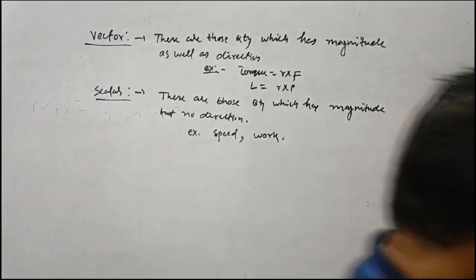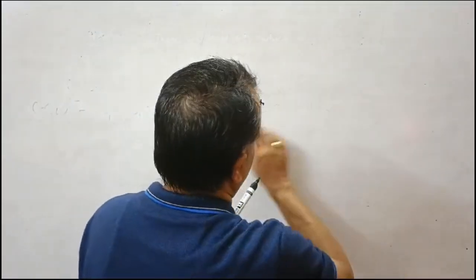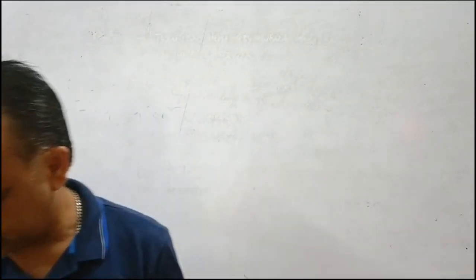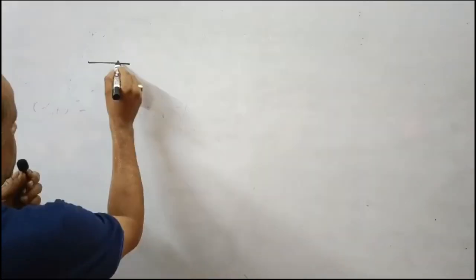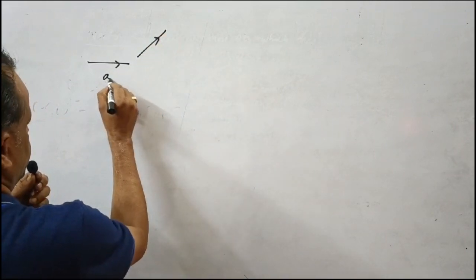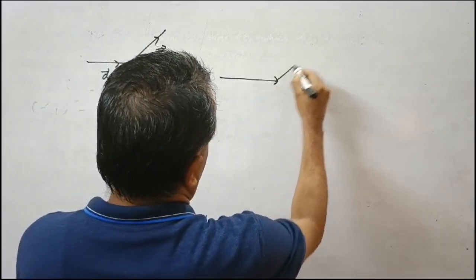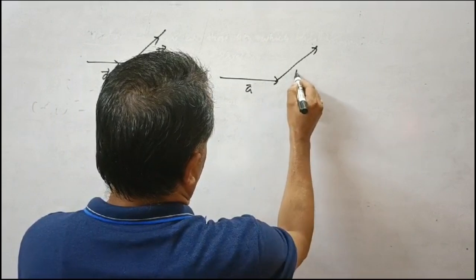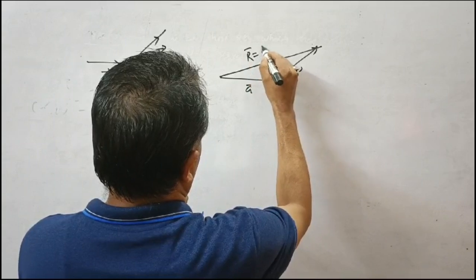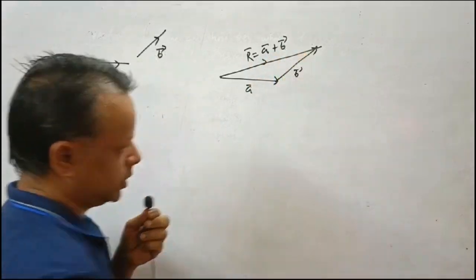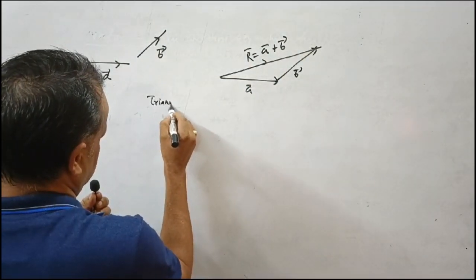Then we go for the triangle law of vector addition, how two vectors are getting added up. Let us suppose we have vector A, let us suppose we have vector B, then the resultant vector is like this. This is R and this is equivalent to A plus B. This is called the triangle law of vector addition. How can we define it?